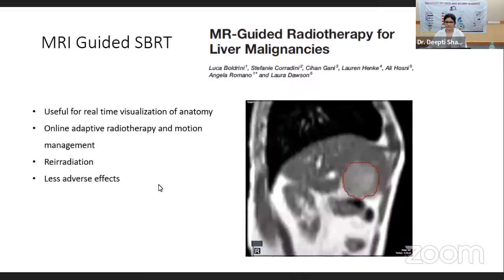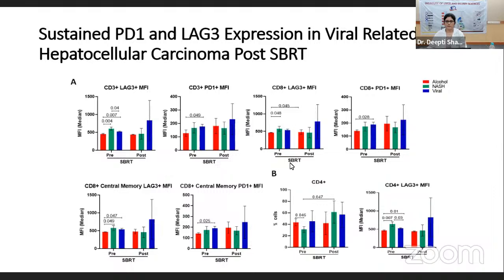MRI-guided SBRT is another new emerging technique. It helps in real-time visualization of the anatomy during the radiation therapy, online adaptive radiation therapy, and re-radiation with lesser exposure. Looking the way forward, this is a pilot study done at our institution. Here we have taken patient samples before radiation therapy and at the end of radiation therapy.